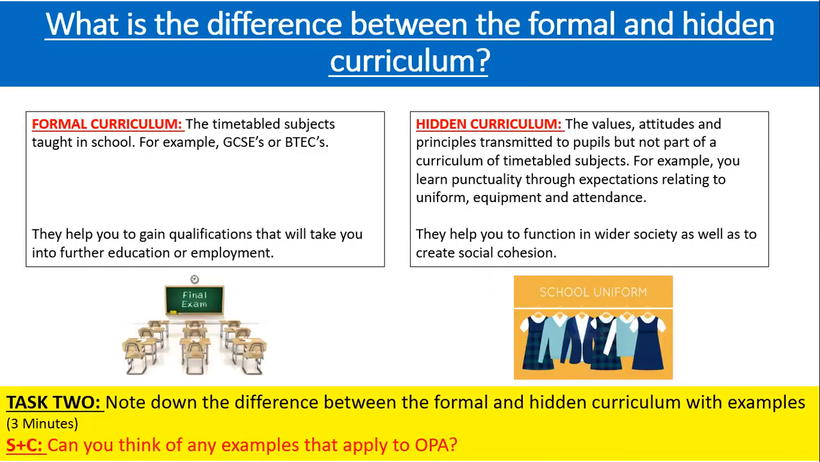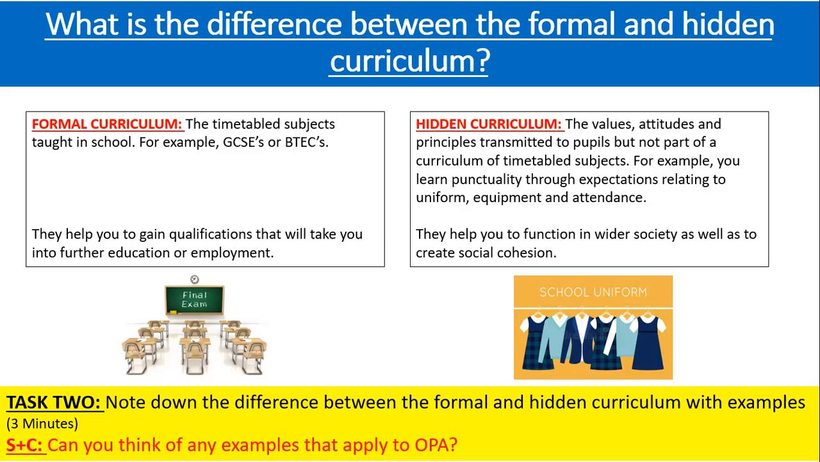So we need to get a note down of this for task 2. There's 2 types of curriculum. There's formal and the hidden curriculum. Think of it as the 2 tiers of how we learn in school. So there's a formal curriculum, and that is everything that's taught in school, everything that's timetabled. So all of your subjects, GCSEs or BTECs, whatever it may be, and they help you to gain qualifications that will take you into further education or employment. Okay, so it's the stuff essentially you leave with certificate-wise, what you're learning.